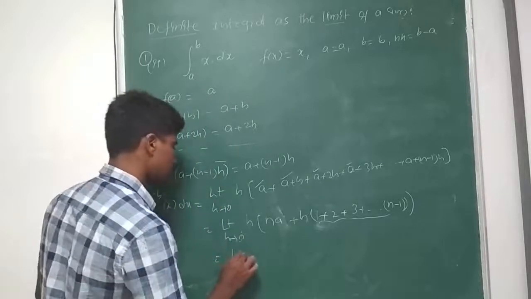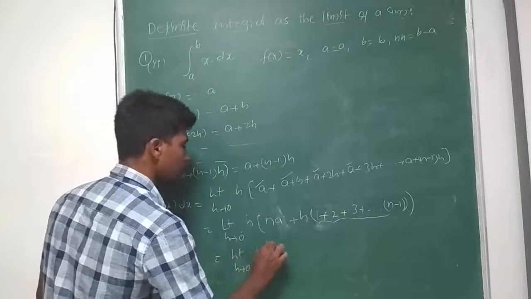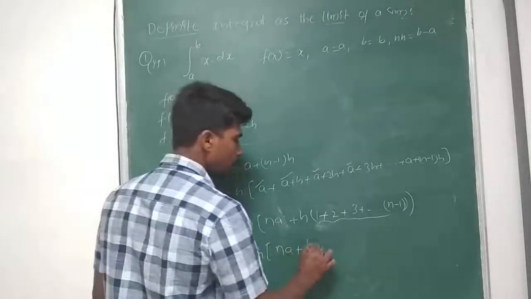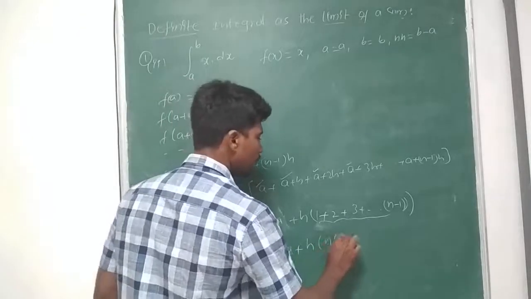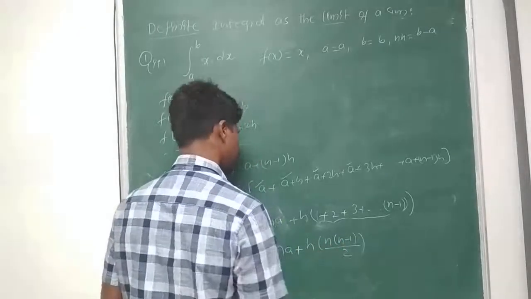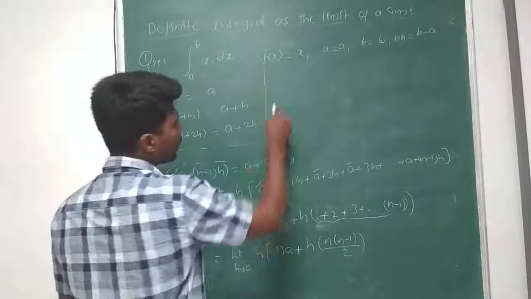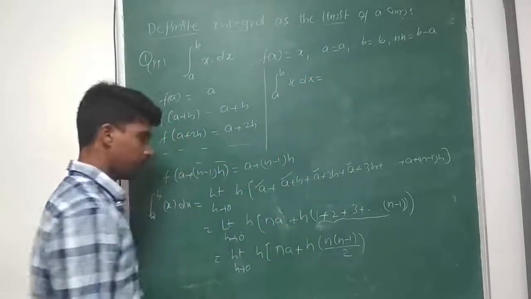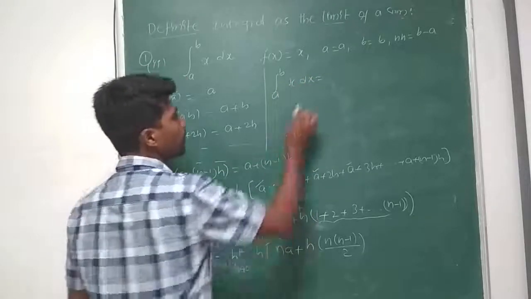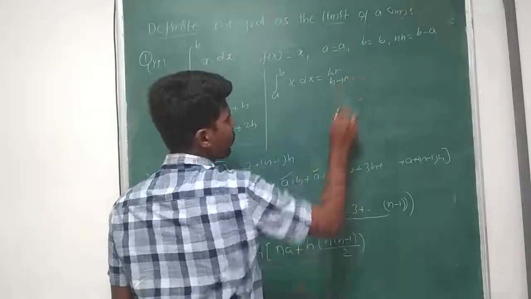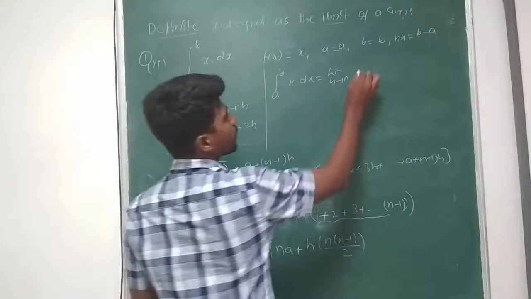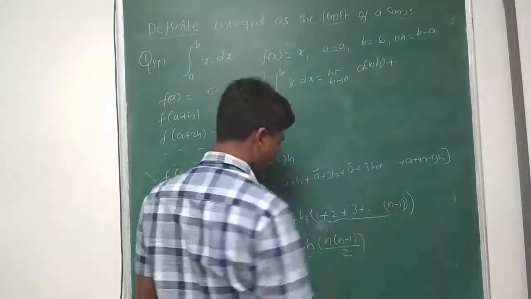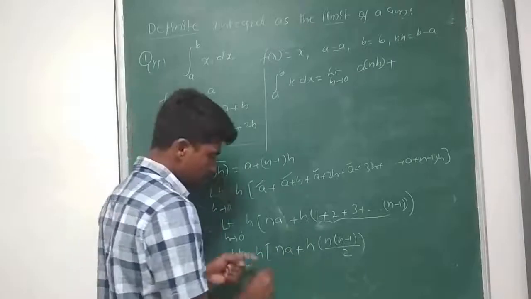So we get this as limit h tending to 0, h into n into a plus h into n into n minus 1 by 2. Right. So if I want to evaluate this, integral a to b x dx is equal to limit h tending to 0. Start doing multiplication: limit h tending to 0, h into n into a, into nh, plus h square n a, h into h.